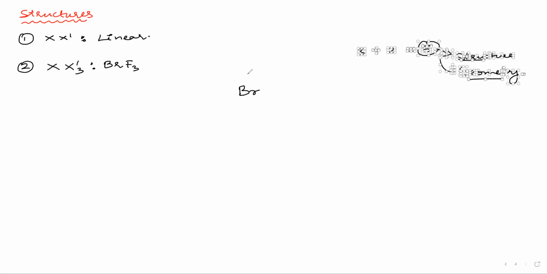Trigonal bipyramidal. Correct. TBP, correct. 1, 2, 3. Then you will have one above and one below. Now, where do we put the lone pair electrons? In the axial or the equatorial ones? Equatorial. Yes, correct.